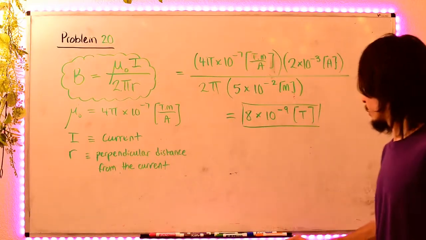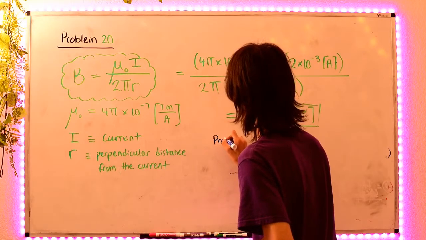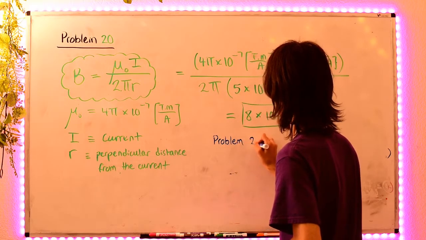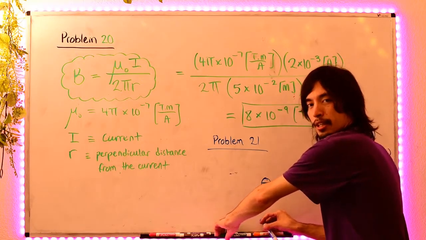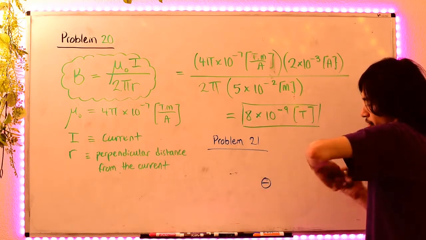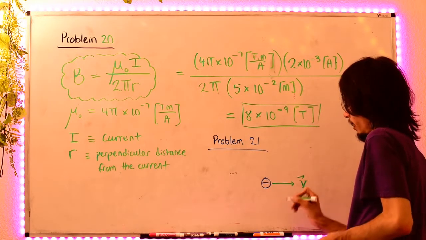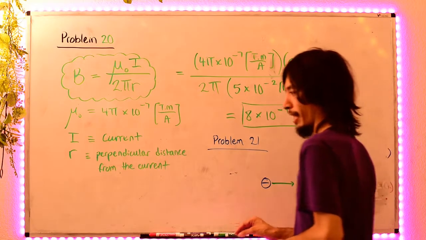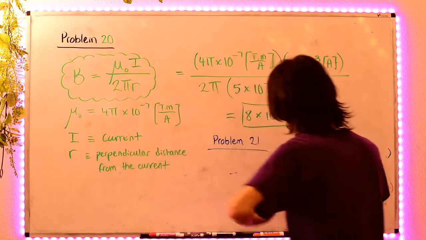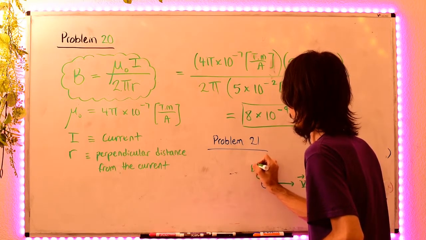For this one, problem 21, you have a negative charge, and it's initially moving to the right, so velocity is to the right, and the magnetic field is stated in the problem to be directed into the page. So we draw this little X here and label it as the magnetic field.